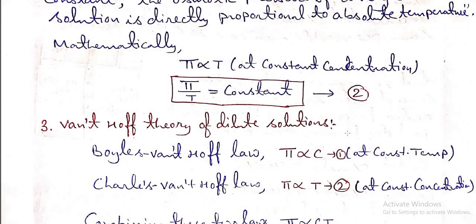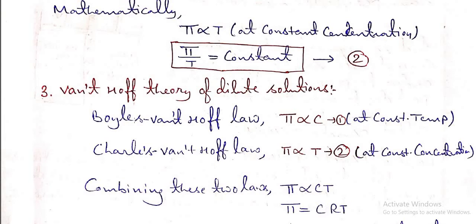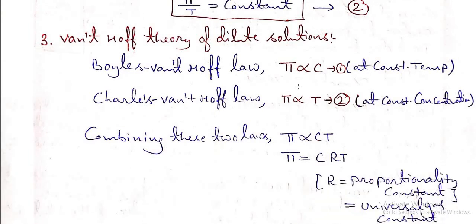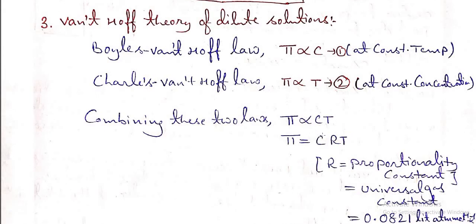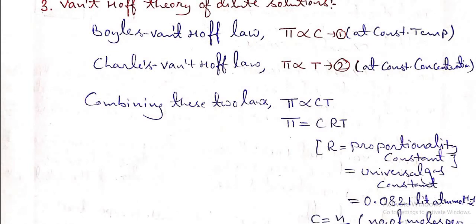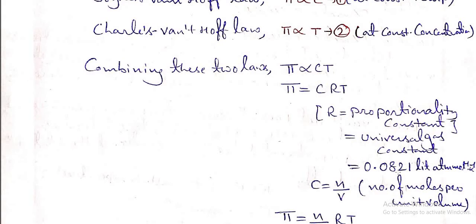This is equation 2. Now in the third one we have the combination of the two: the Boyle-Van't Hoff law and the Charles-Van't Hoff law. So this is the Van't Hoff theory of dilute solution. In the Boyle-Van't Hoff law we have the expression pi proportional to concentration, and in the Charles-Van't Hoff law we have the expression pi proportional to T. Now when you combine these two, it becomes pi proportional to C and T. When you remove the proportional sign, we put a constant, let that constant be R, the proportionality constant. It is also known as the universal gas constant, whose value is taken as 0.0821 liter atmosphere per mole per Kelvin.